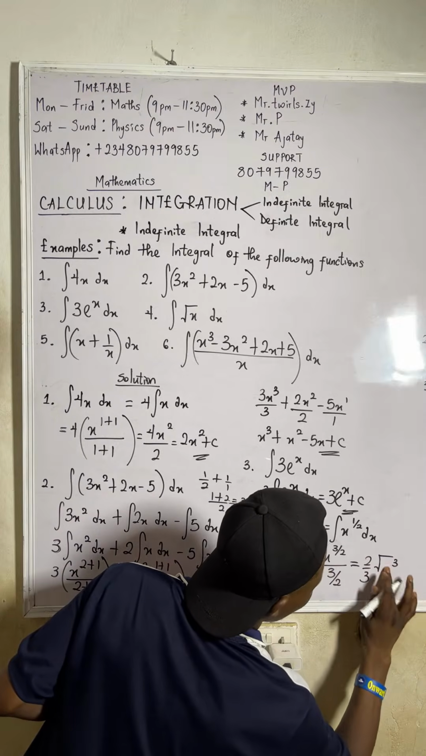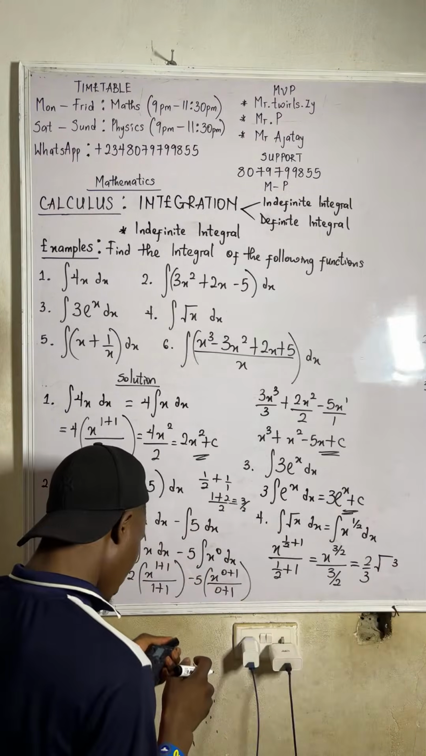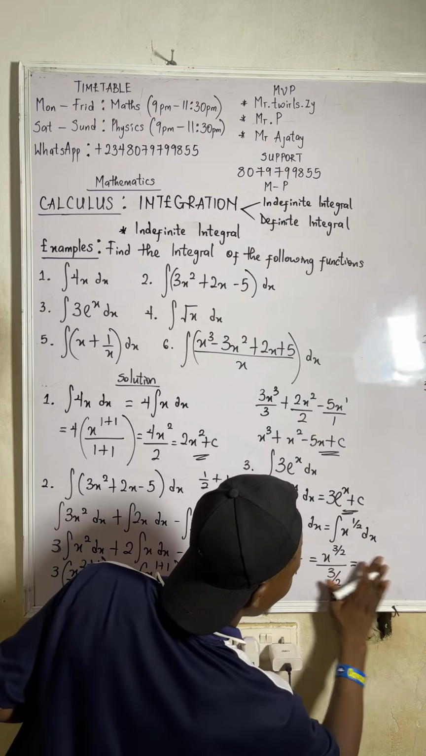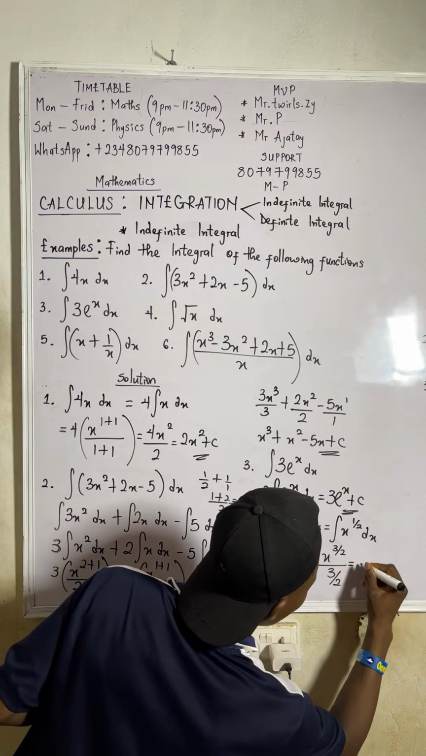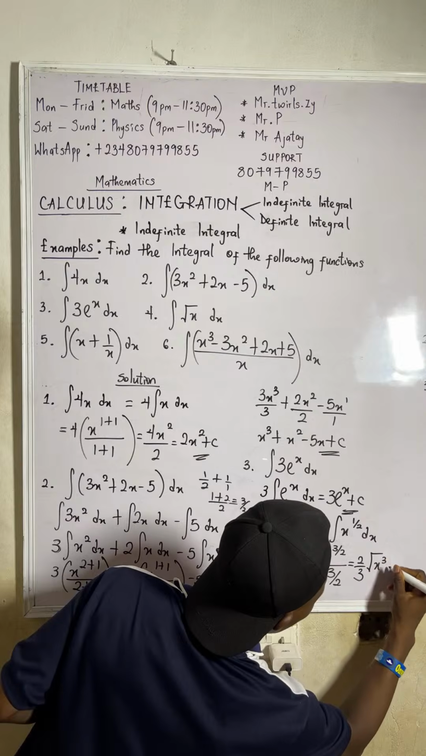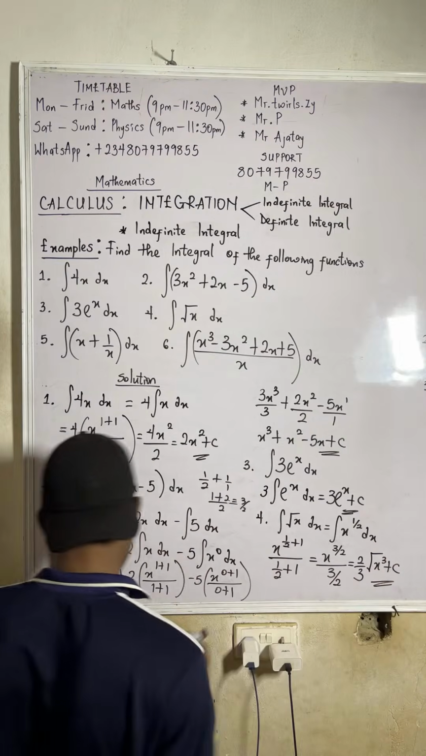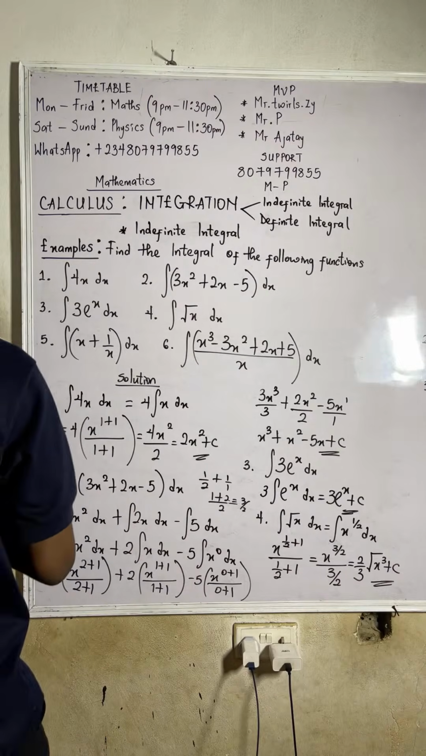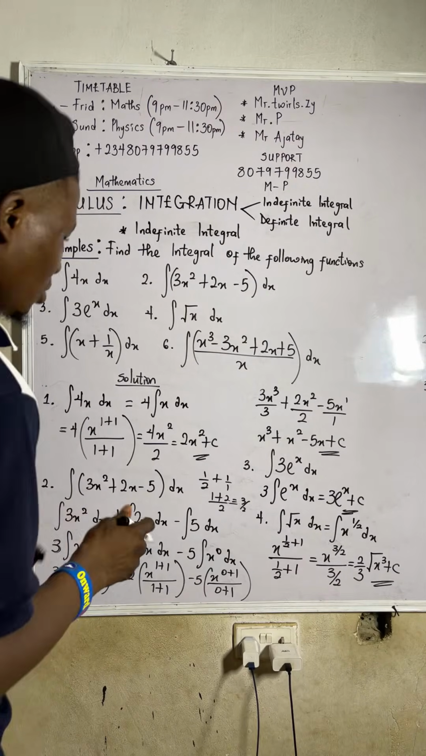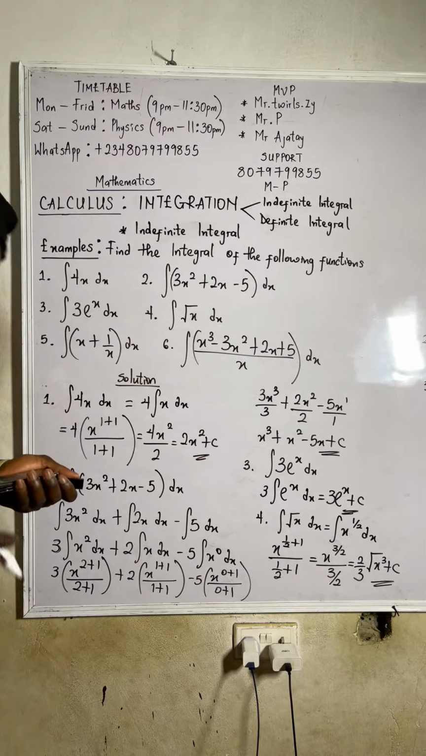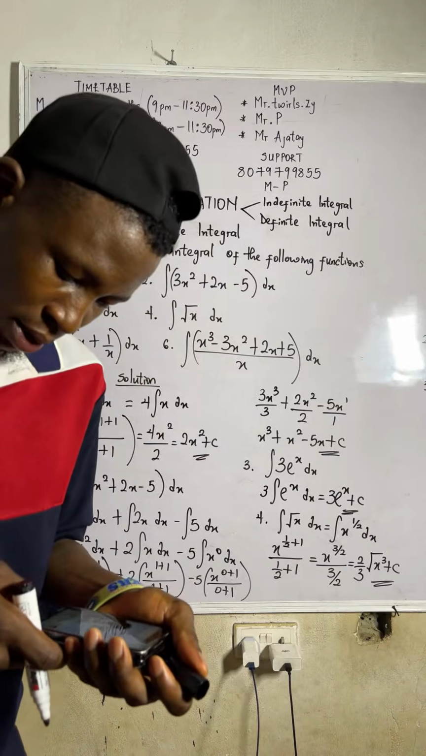I know some people will not understand this one. Can you see that part? That will be 2 over 3 times the square root of x cubed, plus c. And that's the final answer. But let me explain it, because I know some people will be surprised.